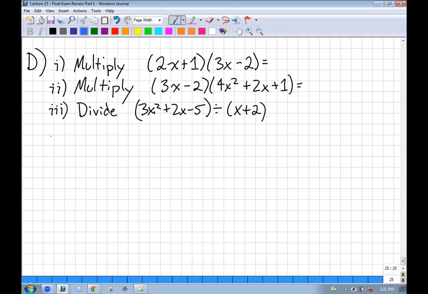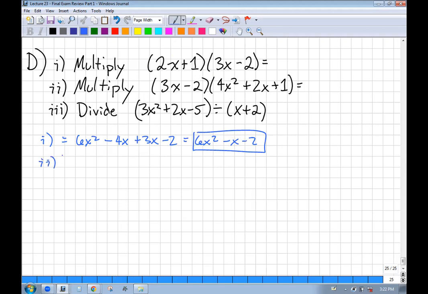All right, multiply. We have 2x times 3x is 6x squared. We have a 2x times a 2, so minus 4x. A 1 times a 3, and then a 1 times a negative 2. This is 6x squared minus x minus 2 once you combine your like terms. So that's enough work to show.